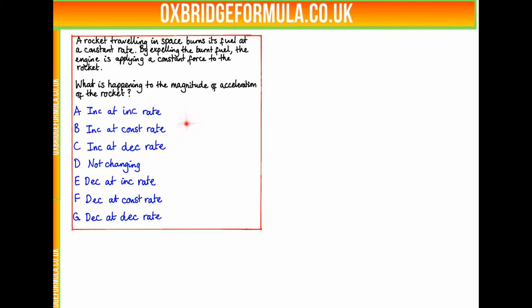So we are given these choices of answers, from increasing at an increasing rate all the way down to decreasing at a decreasing rate, with the middle option of not changing for the magnitude of the acceleration. This question seems quite hard on the surface, and it is, but how could we think about it? How could we get the magnitude of the acceleration?